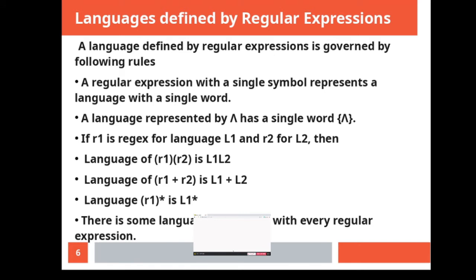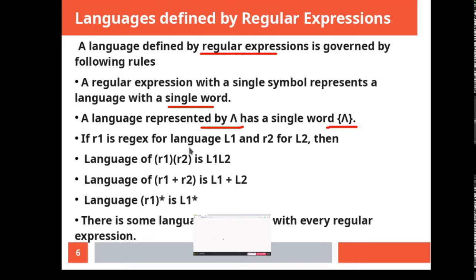So moving ahead, a language defined by a regular expression is governed by the following rules. First, remember that a language defined by a regular expression is known as a regular language. That you have to understand. Any language that can be expressed in terms of a regular expression is a regular language. A regular expression with a single symbol represents a single word. The language represented by null has a single word in its set, which is null.